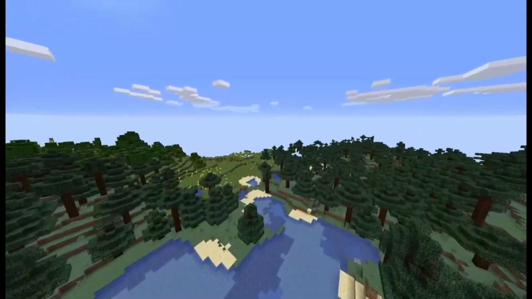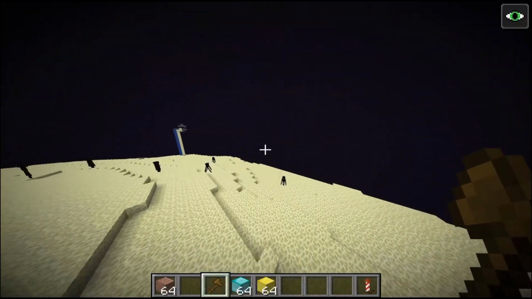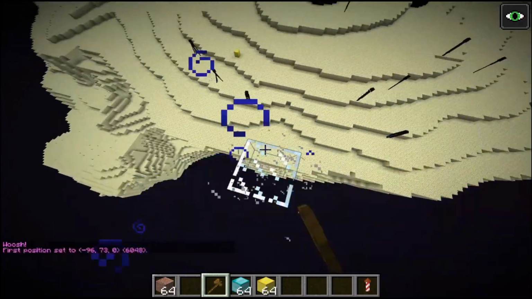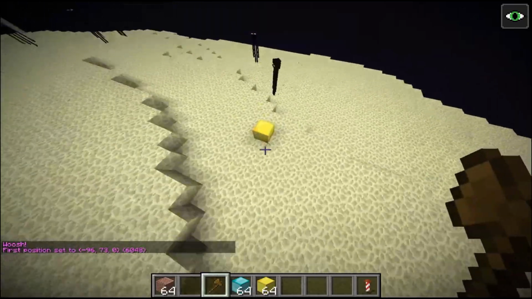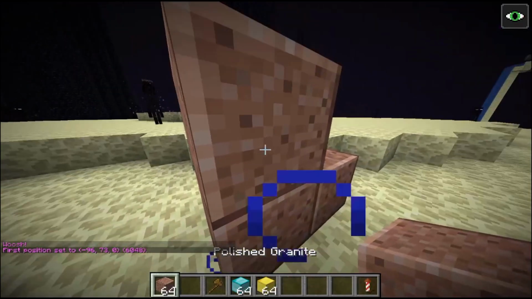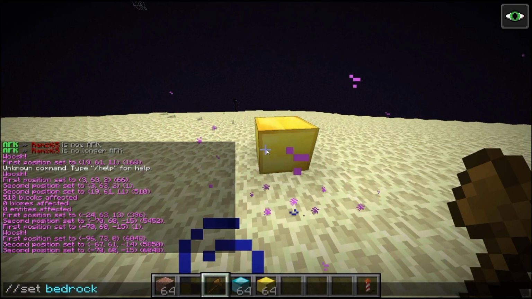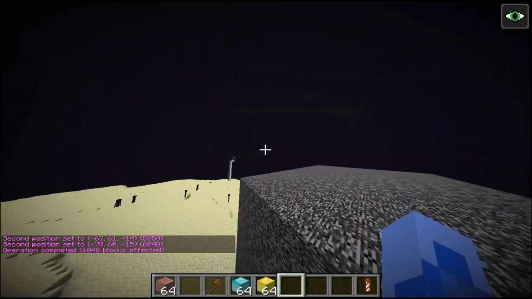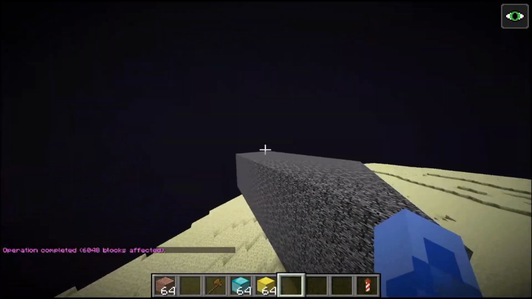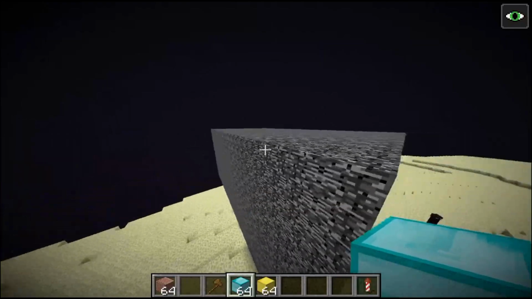So the next topic is volume, and that's really easy because Minecraft is cubes. So in order to find the volume of things, let's make a basic rectangle with pause 1, pause 2. Set bedrock. So this is a rectangular cube, a rectangular prism, basically.